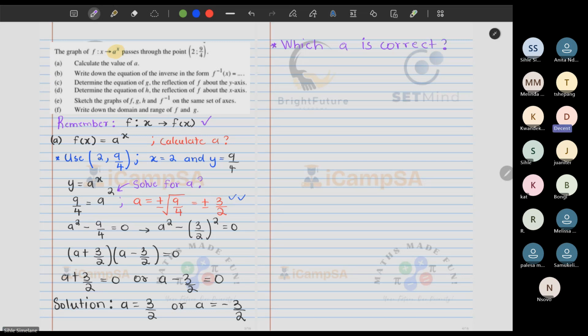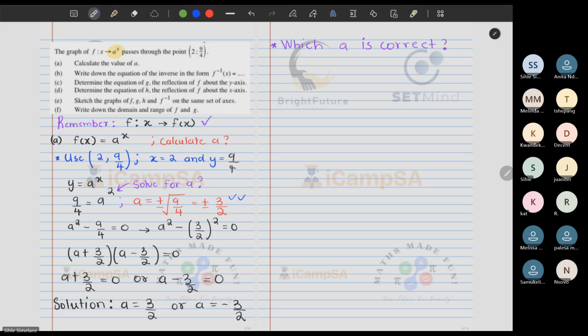The a, I think, should be 3/2. Why 3/2? I don't know, maybe because this is the inverse. So if we do the inverse, we can't have the negative log, and if we do the log on the inverse, it would give us the error. So meaning 3/2 is the answer.